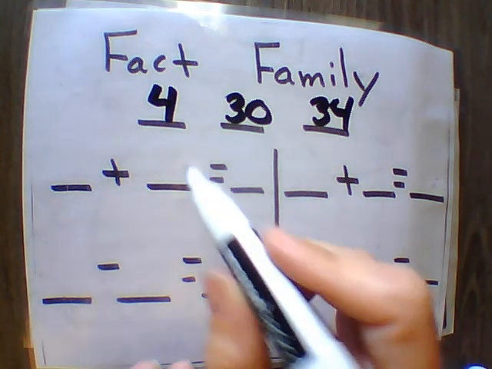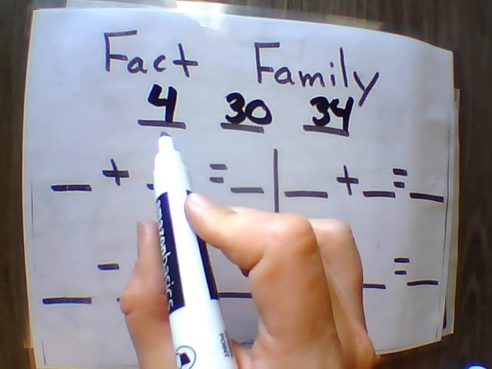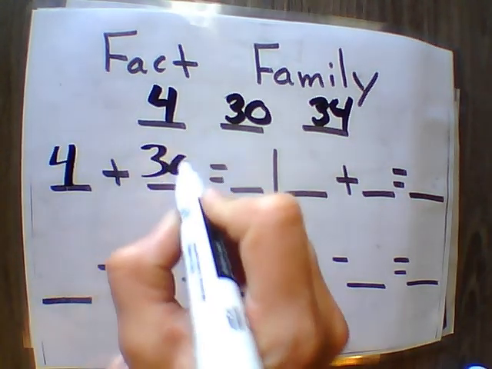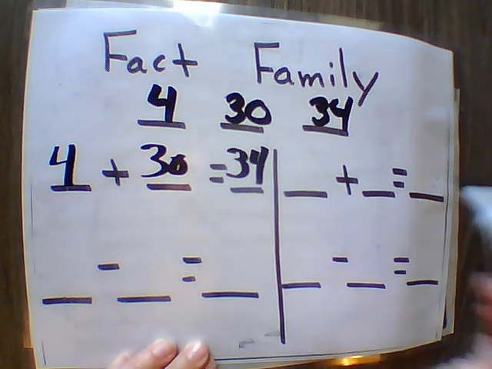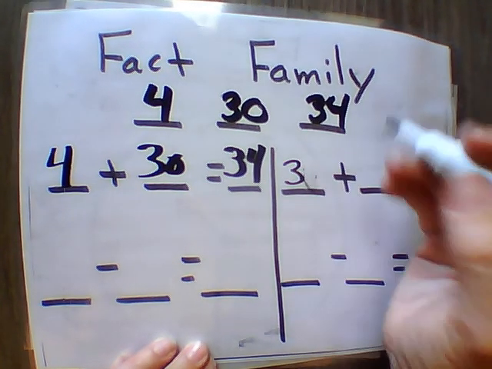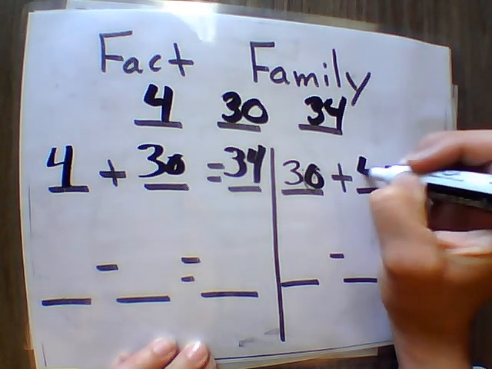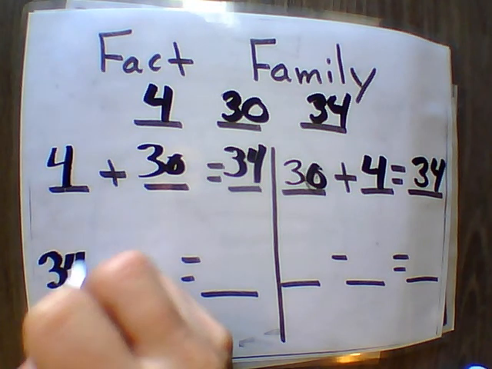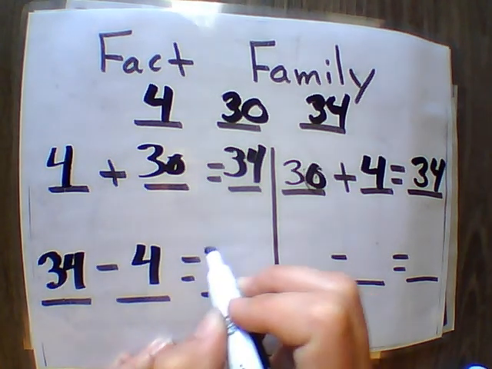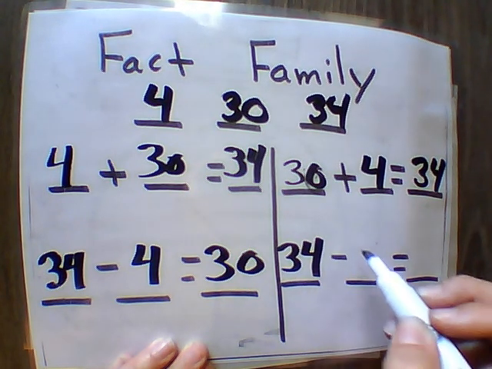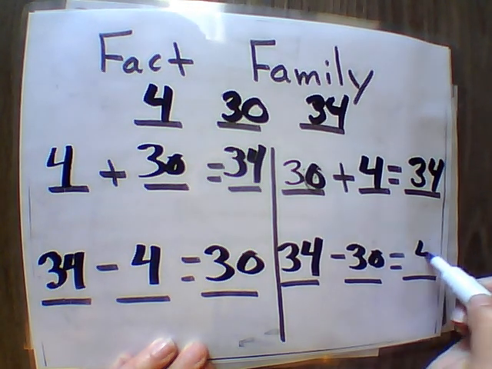Alright, so we're going to start with the 2 smaller numbers, which are part, and to get to our whole. So we're 4 plus 30 equals 34. 30 plus 4 equals 34. 34 minus 4 equals 30. 34 minus 30 equals 4.